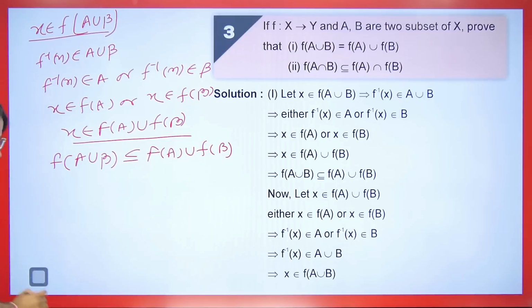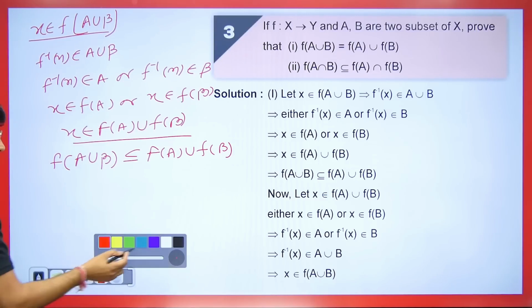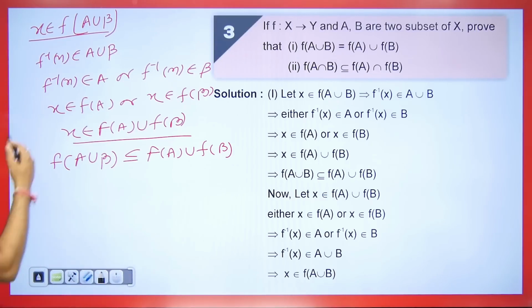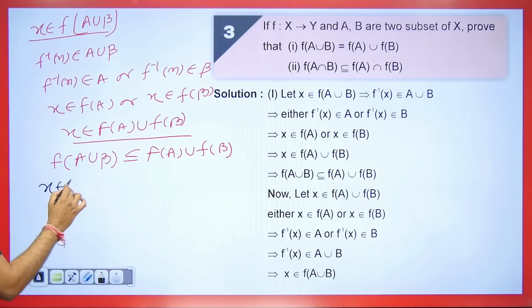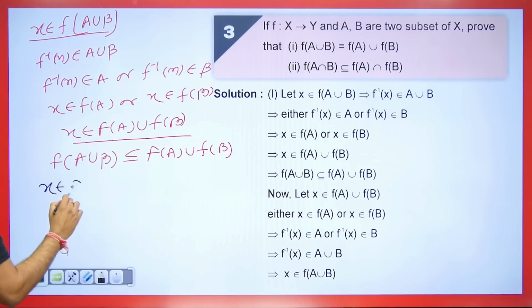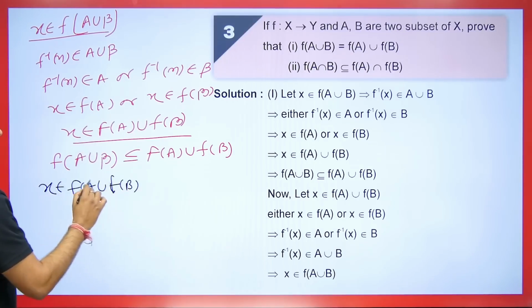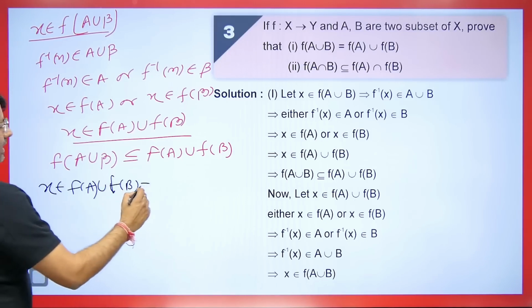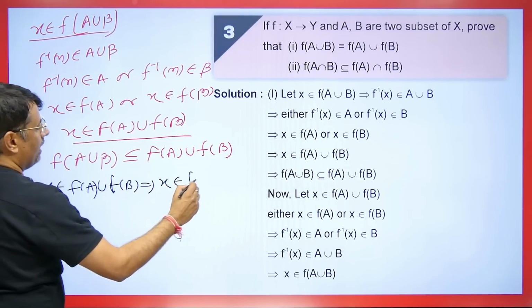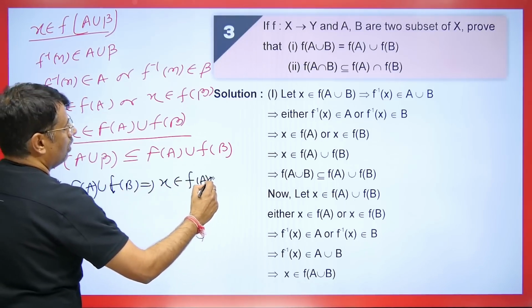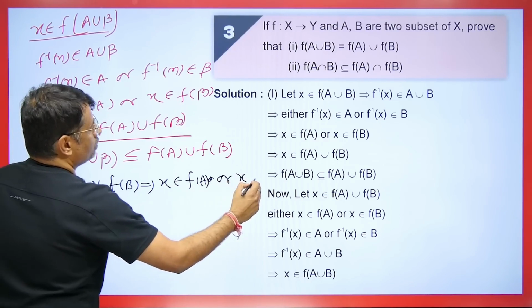Now let's consider the reverse. I'll use a different color for this. Let's prove it in the opposite direction. Let's assume that x belongs to f(A) ∪ f(B). Assume this. So now if it belongs to this, then it implies that x belongs to f(A) or x belongs to f(B). So I brought it here.